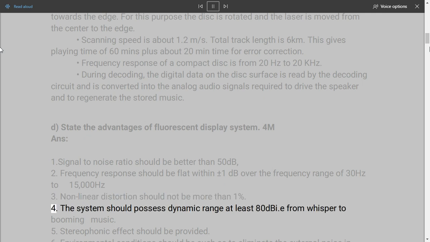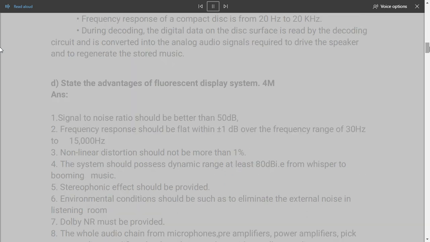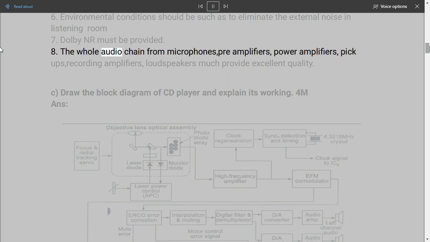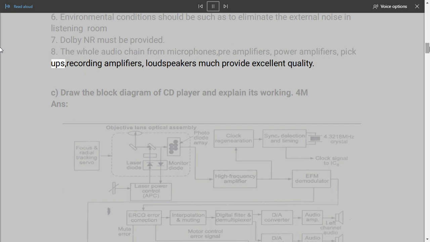4. The system should possess dynamic range of at least 80 dB from whisper to booming music. 5. Stereophonic effect should be provided. 6. Environmental conditions should be such as to eliminate external noise in the listening room. 7. Dolby NR must be provided. 8. The whole audio chain from microphones, pre-amplifiers, power amplifiers, pickups, recording amplifiers, loudspeakers must provide excellent quality.